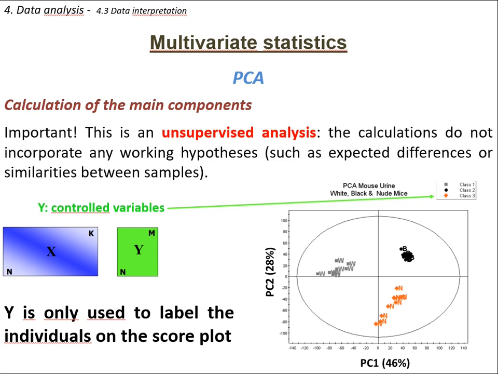Another way to say that is that the matrix Y is not included or used for the calculation of the principal component. You will use the Y matrix, that is the descriptive variables, just to project, to label the individuals on the plan. And you will see that some samples cluster together when you do that, because they belong to the same class of samples. They have the same value for any given control variable.